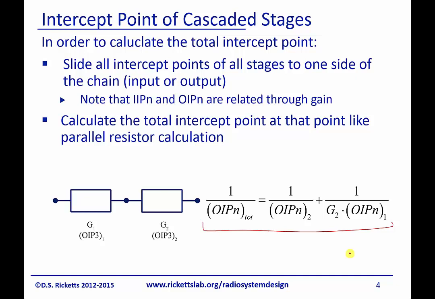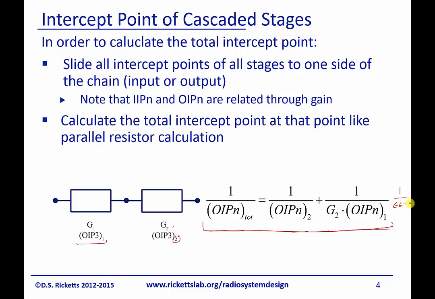And so calculating the total intercept, we're not going to derive it here. I've just given the equation. It's sort of like calculating a parallel resistor. So we see that 1 over the total is equal to 1 over the OIP3 of the last stage, 2, plus 1 over the gain, 2, times the OIP3 of the previous stage. And if I were to go on, I would have 1 over gain, gain, as we did before. We just keep on multiplying the gains like we did for noise figure.